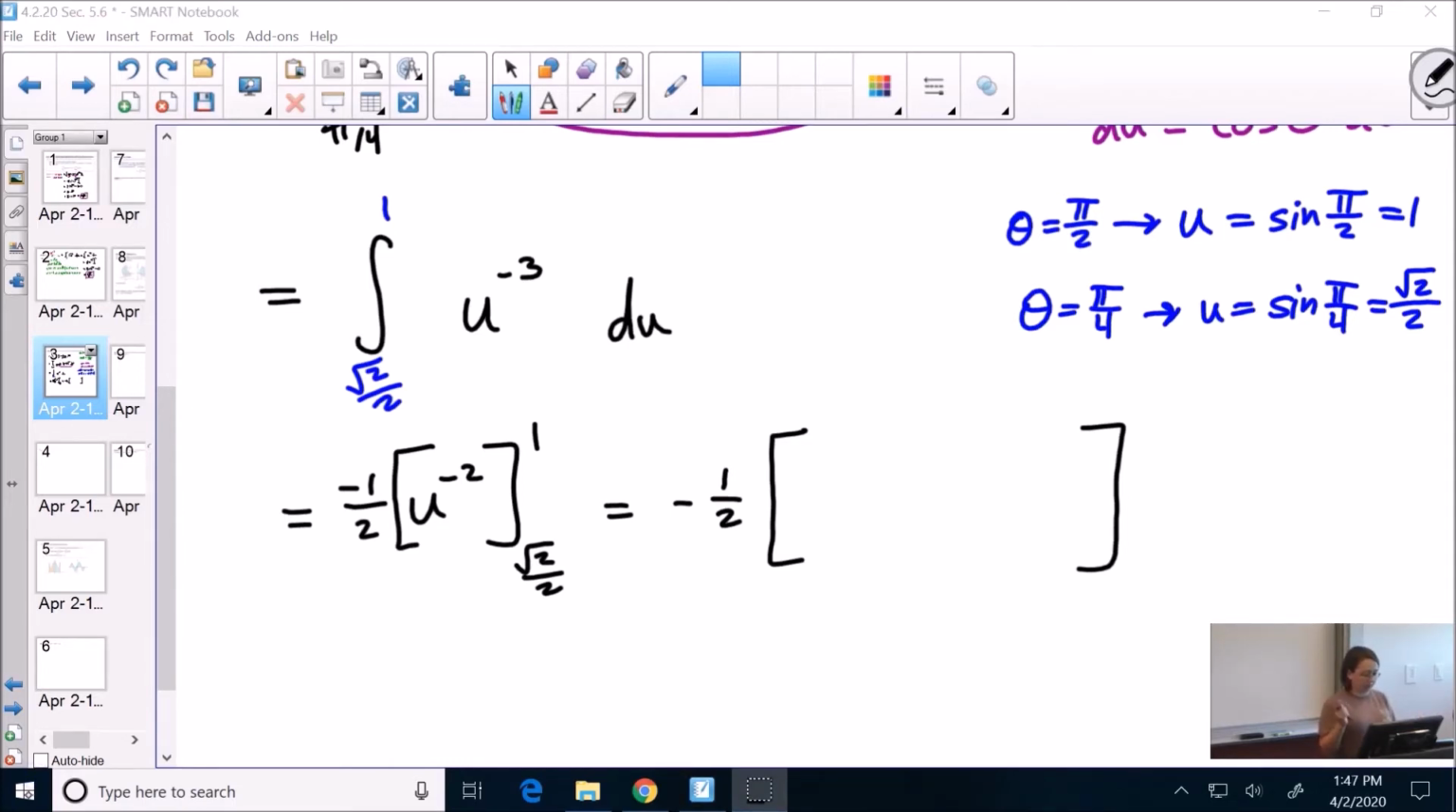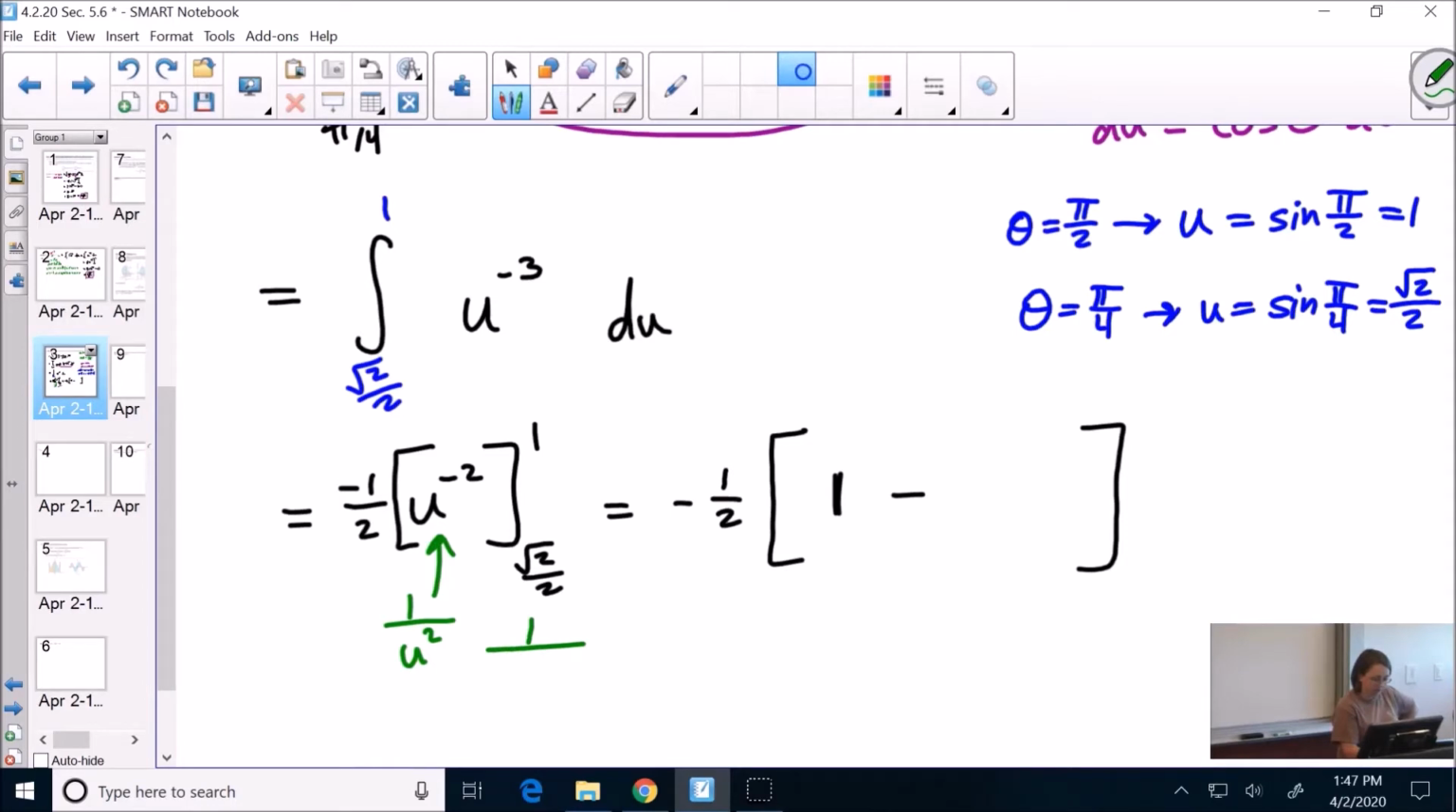Alright, so if we plug in 1, let's rewrite this. U to the negative 2 is really 1 over u squared. So now, if I plug in 1, 1 over 1 squared would just be 1, minus, if I plug in the square root of 2 over 2. Okay, so you've got to square it and flip it over. Let's just work that one out.